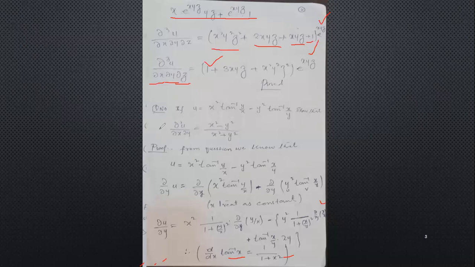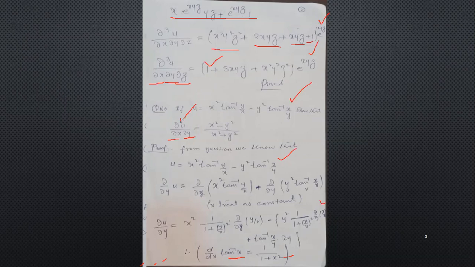Now in this question we have to prove that the second-order derivative of u with respect to x and y equals x square minus y square divided by x square plus y square. Now u we have in the question: x square tan inverse y upon x minus y square tan inverse x upon y.